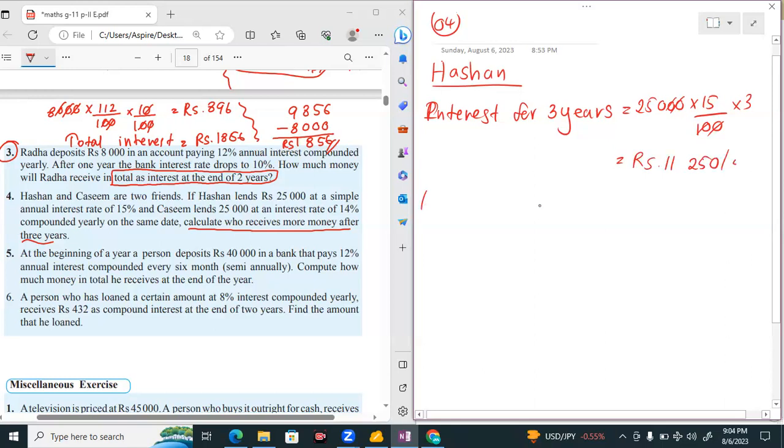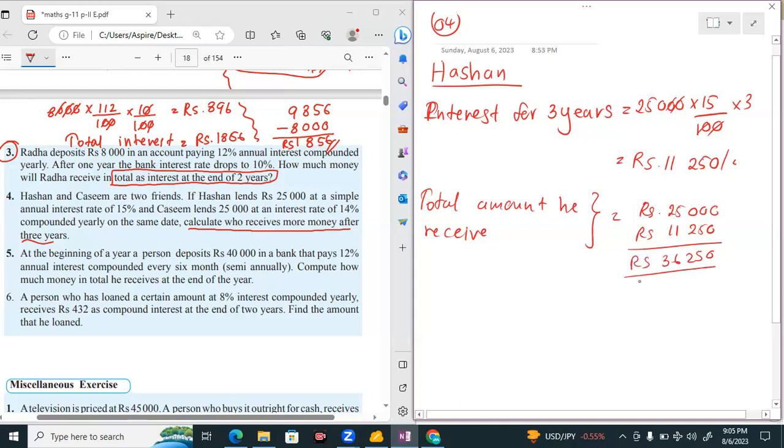Then the total amount he received is equal to 25,000 added to 11,250. It is 36,250. This is for Hashan under the simple interest rate. Under the simple interest rate he receives this amount at the end of 3 years.